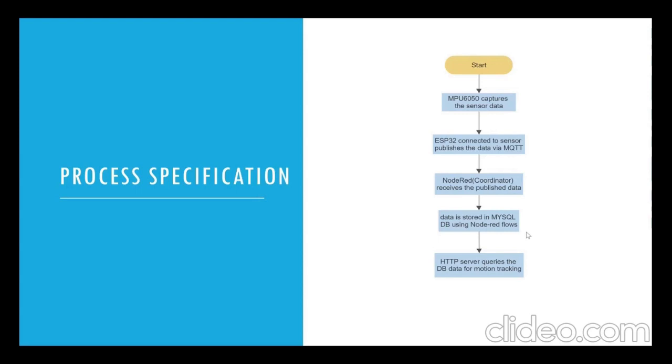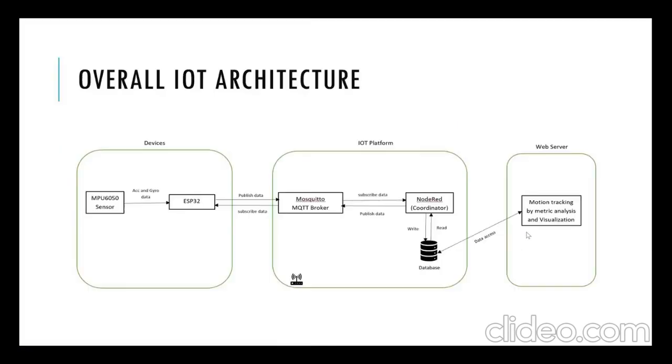Process specification. The MPU6050 sensor is responsible for capturing the sensor data. The ESP32, which is connected to this sensor, publishes the data via MQTT. The Node-RED coordinator receives this published data and then stores the data in the MySQL DB using Node-RED flows. Later, the HTTP server queries the DB data for motion tracking.